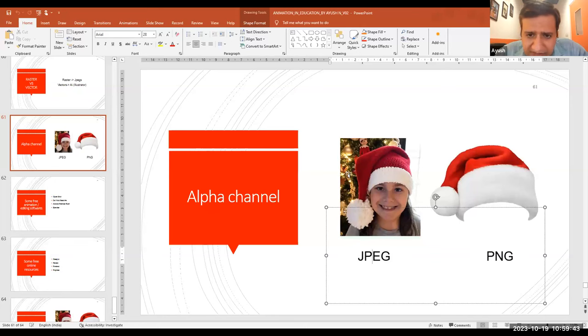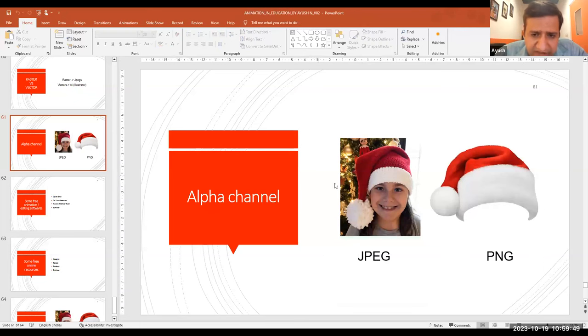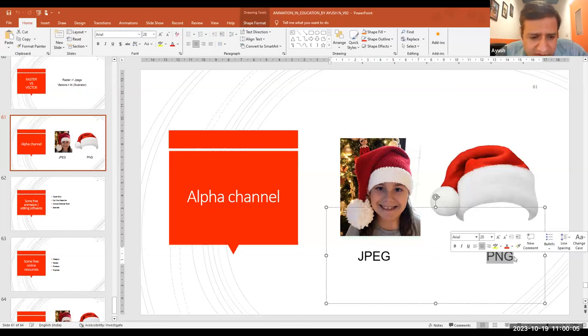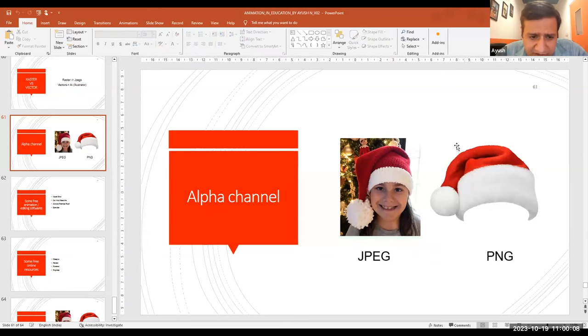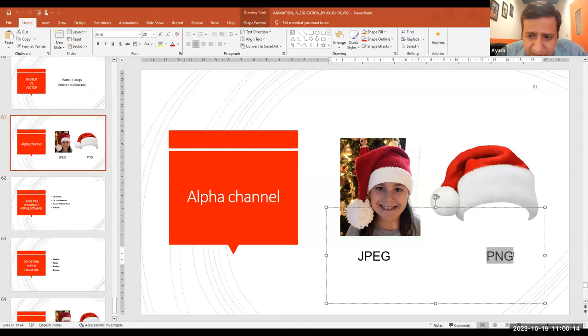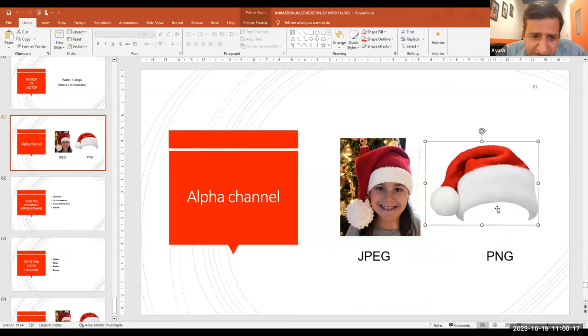Now, what basically happens is that for every pixel it is storing, in JPEG there are only three types of colors which are allowed: red, green, and blue, and different percentages of them. In certain types of pictures, which are called PNG, a fourth color is also allowed. The fourth color is called the alpha channel. It is transparency. So when you download a PNG, most of the times the background is not square, it is transparent.